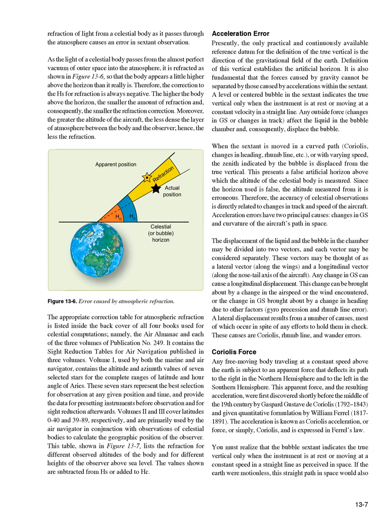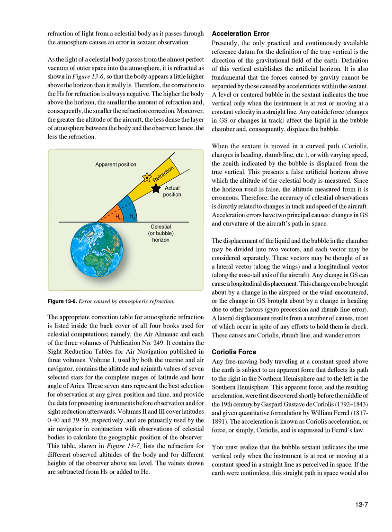Any outside force, changes in g's or changes in track, affect the liquid in the bubble chamber and, consequently, displace the bubble. When the sextant is moved in a curved path, Coriolis, changes in heading, rhumb line, etc., or with varying speed, the zenith indicated by the bubble is displaced from the true vertical. This presents a false artificial horizon above which the altitude of the celestial body is measured. Since the horizon used is false, the altitude measured from it is erroneous. Therefore, the accuracy of celestial observations is directly related to changes in track and speed of the aircraft.